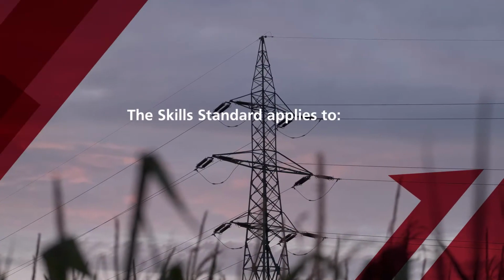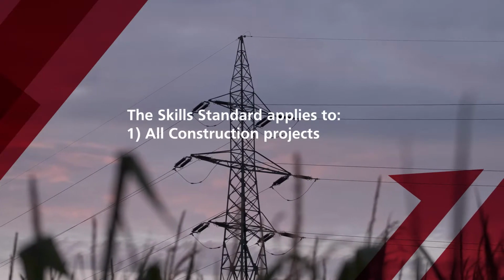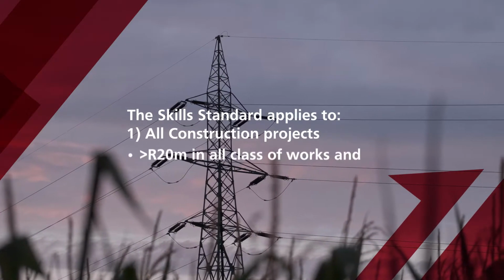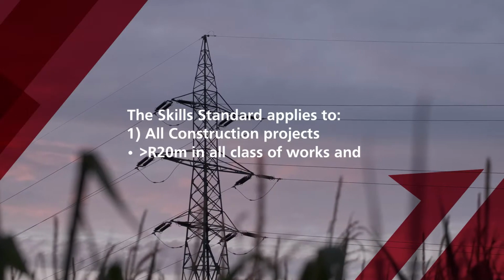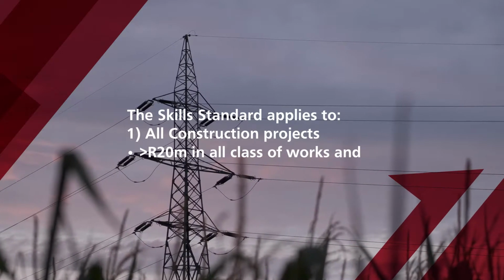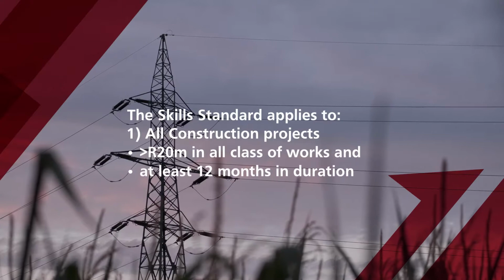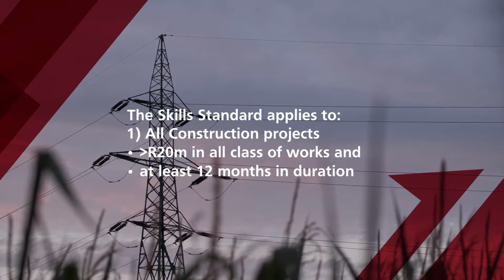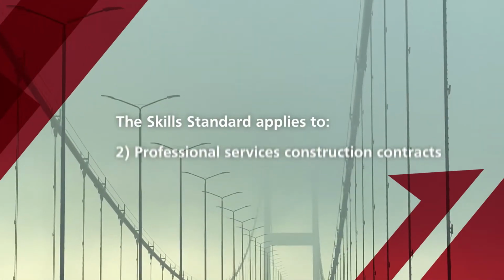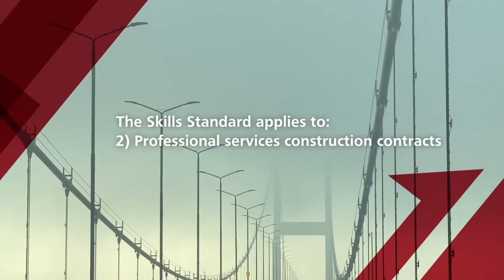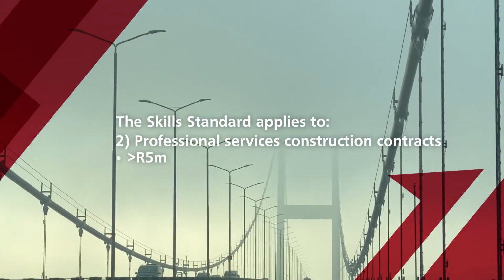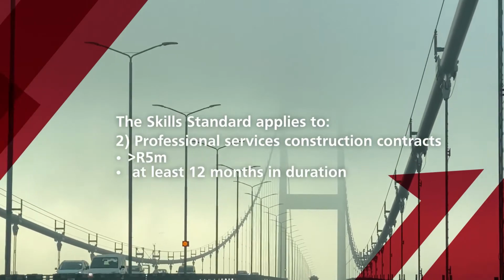The Skills Standard applies to number one, all construction projects above 20 million rand in all CIDB class of works. The construction project involved must be at least 12 months in duration. And number two, all professional services construction contracts of 5 million rand and above and 12 months duration.